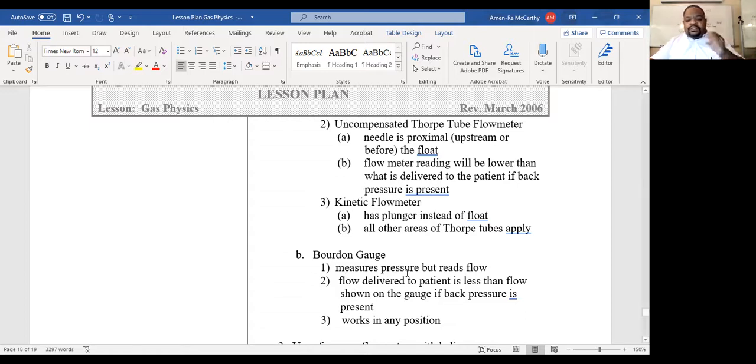Flow delivered to the patient is less than flow shown on the gauge if back pressure is present, see? I'm showing you that he's got 2200 in there, but even if it's kinked, it's still going to show 2200. So you have to watch them. Even though it says 2200 full, the flow delivered to the patient is going to be less than the flow shown on the gauge if back pressure is present. So if it's kinked, it's blocked, but it's still going to show 2200 or whatever is on there. It's not going to change, so you have to watch the patient, right?